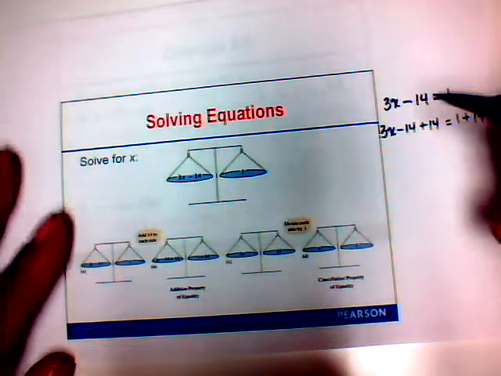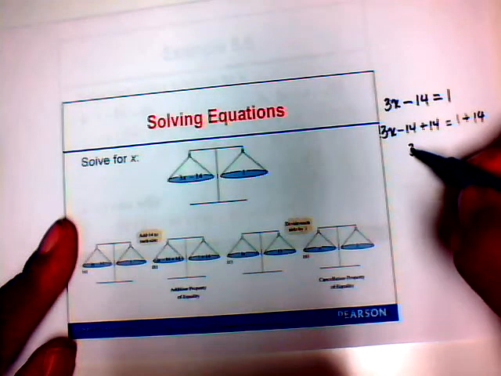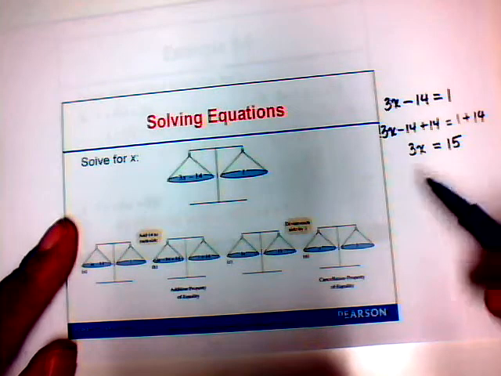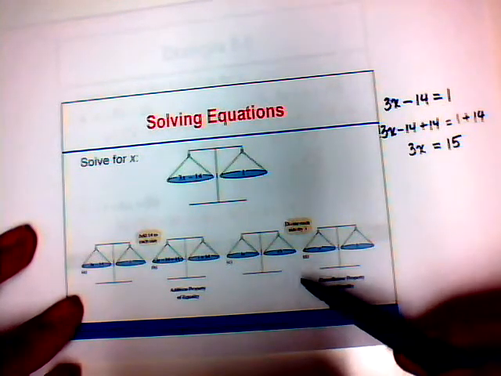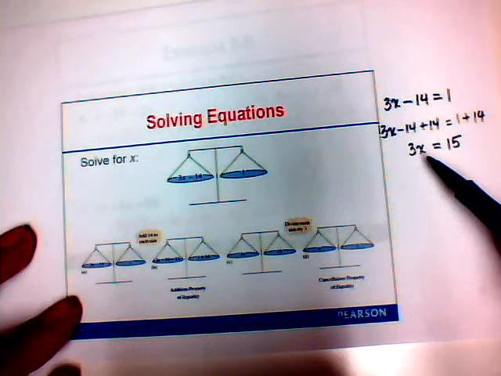Okay, and then from here, subtracting and adding 14 is the same as adding 0, so you'll be left with just simply 3x. That's equal to 1 plus 14, which is 15. So in this case, you're going to have 3x is equal to 15, which remains a balanced scale. But we want to solve for x.